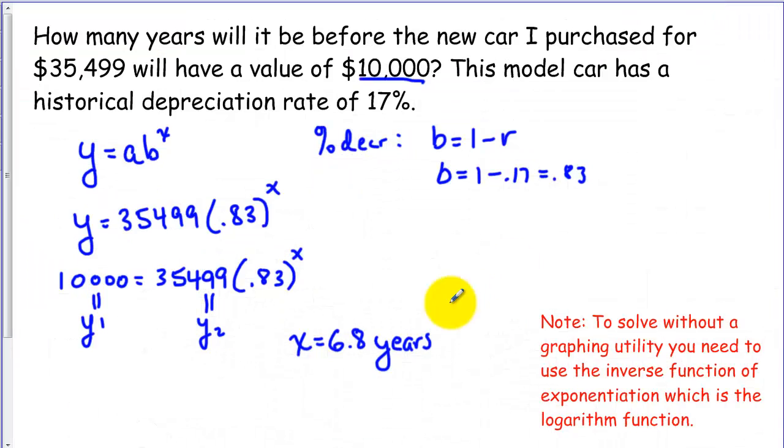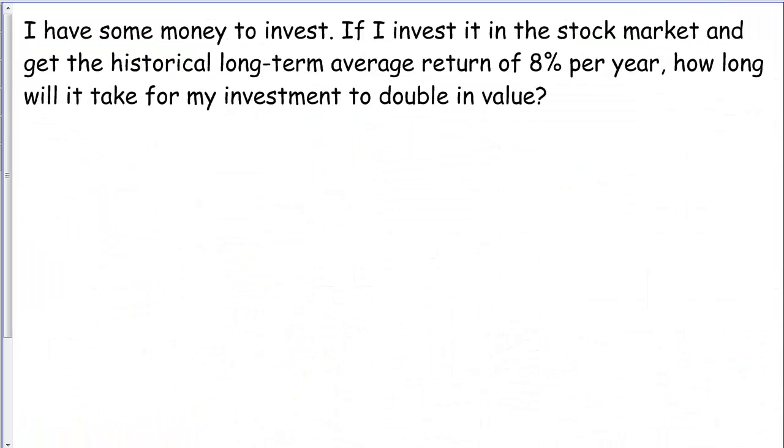All right, let's look at our second example. Now to model this, we're going to use the continuously compounded interest model, our PERT model. Remember, R is the interest rate or investment rate converted to decimal, so 8% divided by 100, so 0.08.